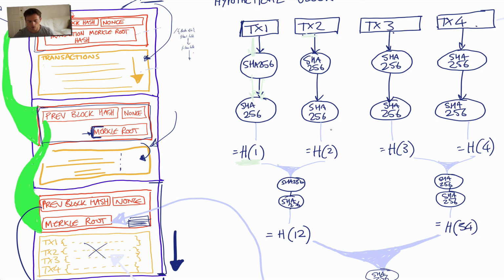Same with transaction 2, we create the hash of transaction 2. Transaction 2 goes through a double hash to create this. We do the same with 3, and we do the same with 4. So now we have double hashes of all our original granular transactions that we intend to include in the block.